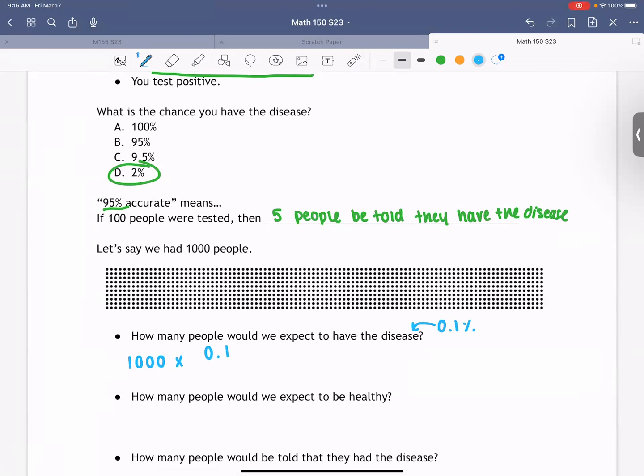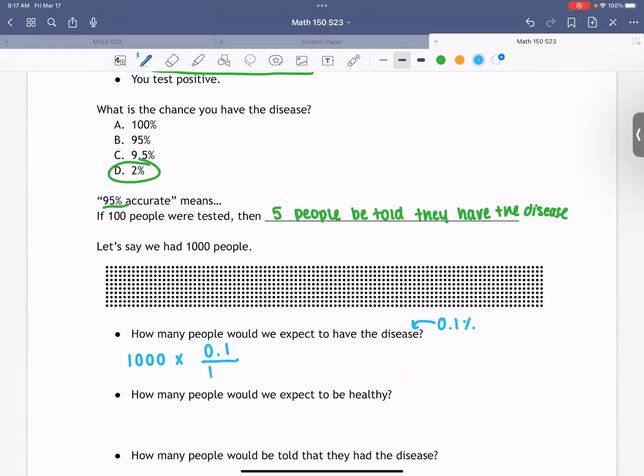You can't just multiply a percent by the total. So you would have to divide that percent by 100 to get the fraction, right? So basically this is 1,000 times 0.001, which is 1. Based on the statistics that I gave, out of 1,000 people, only one person is going to have that disease. Let me mark which person that is. It doesn't matter, but let's just say it's this first person up here. The first person has the disease. Poor guy.